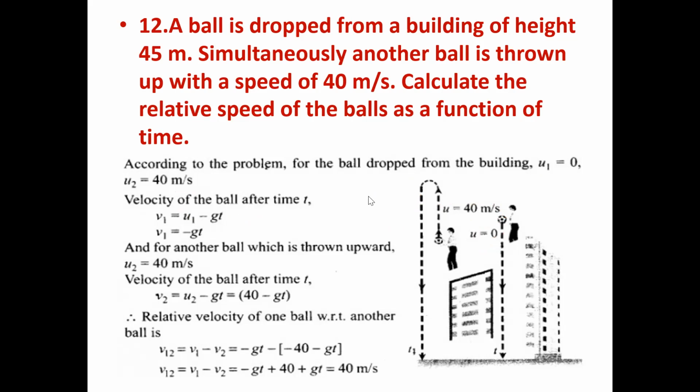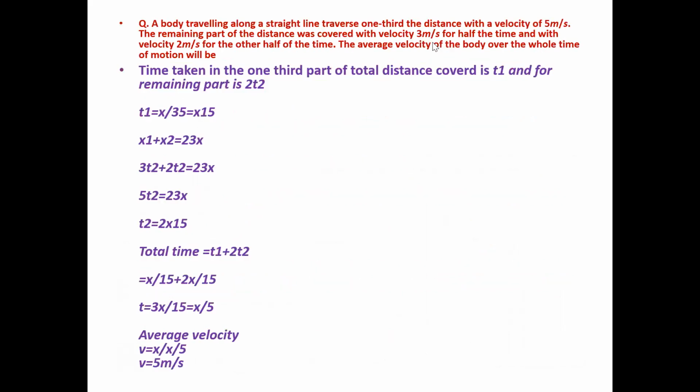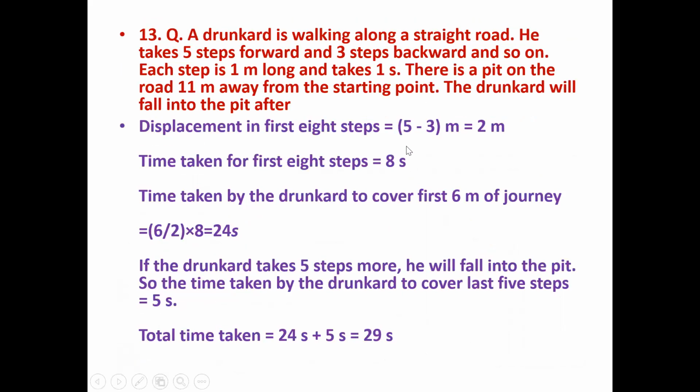But these are a little bit tough, so that's why this drunkard man walking, this is the NCERT problem only. So I have written the solution. This is a simple solution only. What he does is 5 steps he will move forward and then 3 steps backward. That's why the displacement is 2 meters.